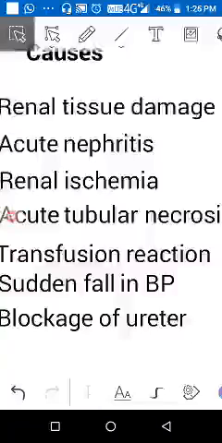And next one is the blockage of ureter. So what is the ureter? The ureter is the muscular tube that arises from both of the kidneys and goes into the urinary bladder, right? It is the tubular portion just after the kidney. What happens if the ureter is blocked? How can the ureter be blocked? By kidney stones or by development of tumor cells. The ureter can be blocked by renal stones.